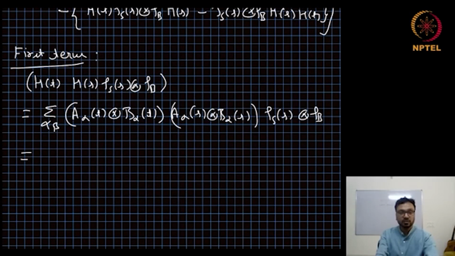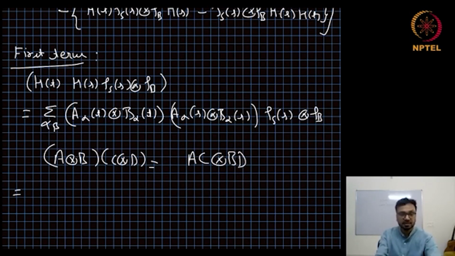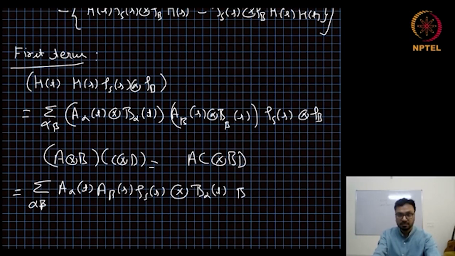Now we use the ABCD rule of tensor product. Let me remind you of that rule. If we have A tensor B times C tensor D, then we can write it as AC tensor BD. So using that, we can write it as sum over alpha, beta of A alpha at time t, A beta (it should be beta here, not alpha) at time s, rho S(s) tensor B alpha at t, B beta at s, and rho B.